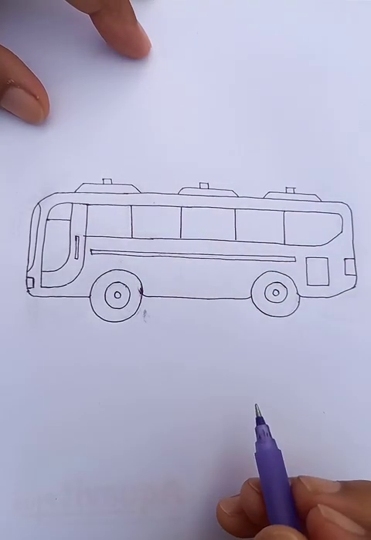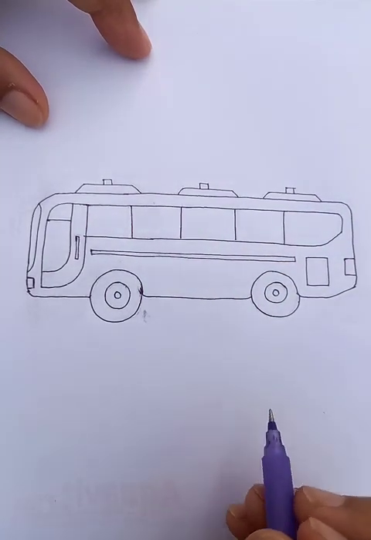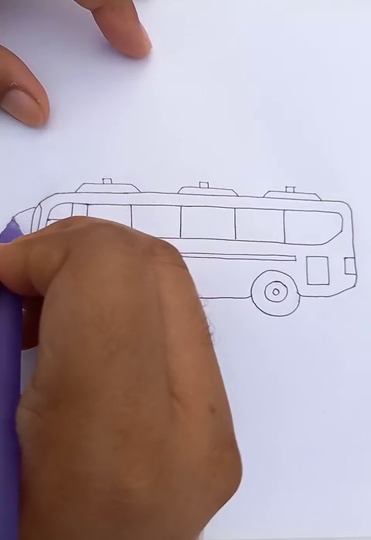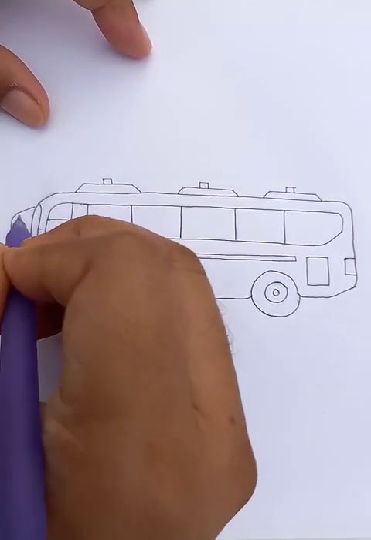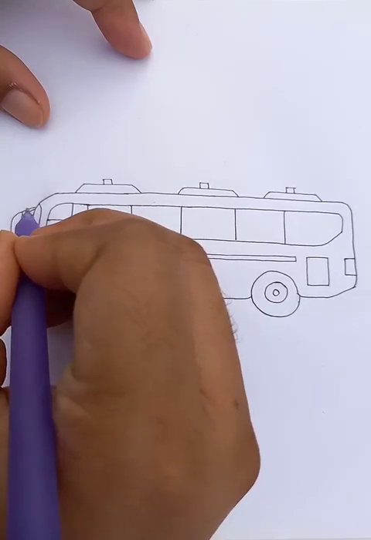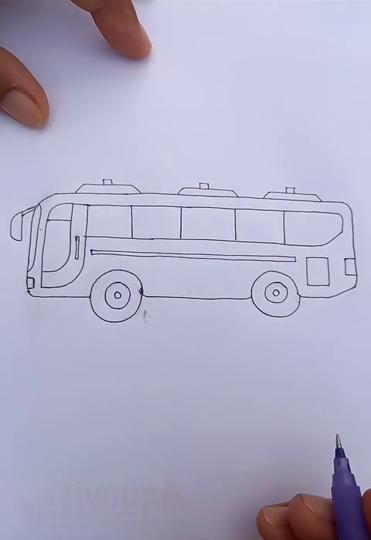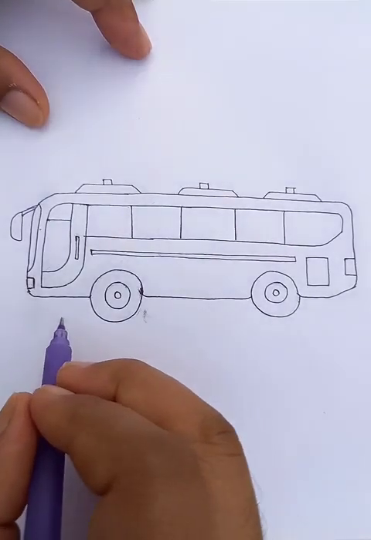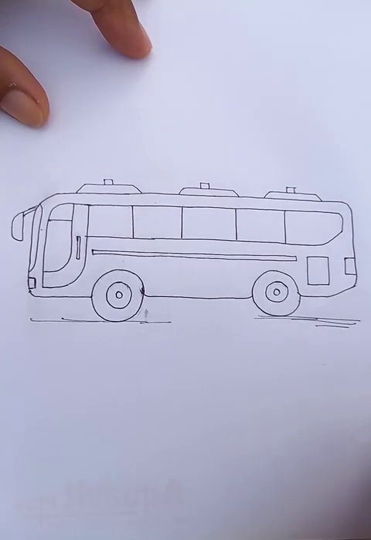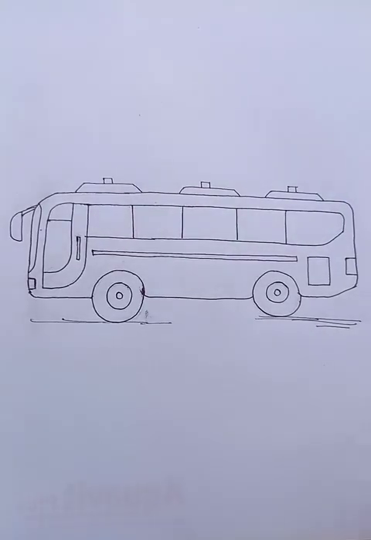Alright, there's a mirror in the front for the driver. And you can see the road under the wheel. So this is the basic outline of the bus. Now let's put a nice color.